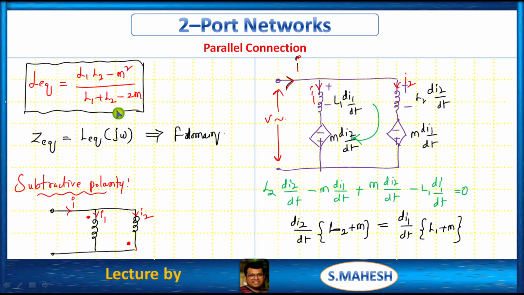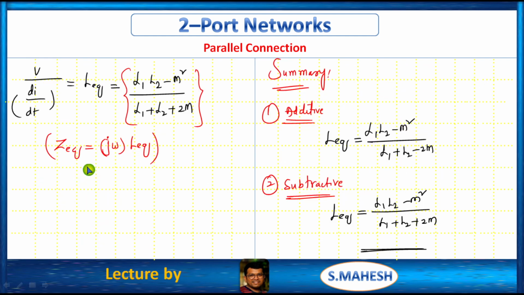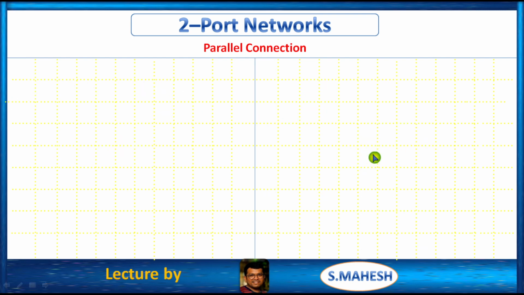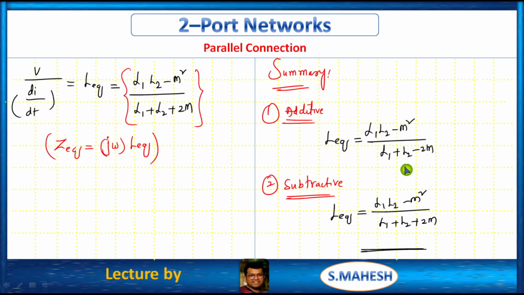So we are doing the same analysis for this subtractive polarity too. So with respect to that, we are having L equivalent as L1 L2 minus M square by L1 plus L2 plus 2M. Like that, in case of subtractive polarity, we are having L1 L2 minus M square by L1 plus L2 plus 2M. This is about series and parallel connections of coupled circuits.